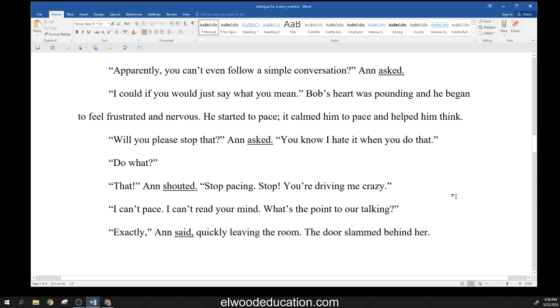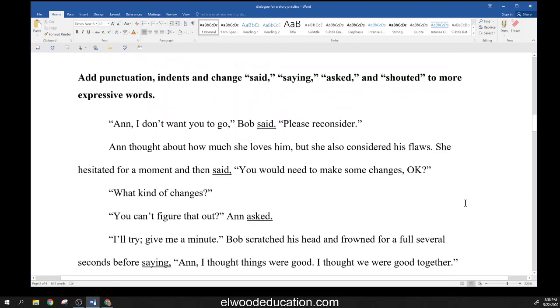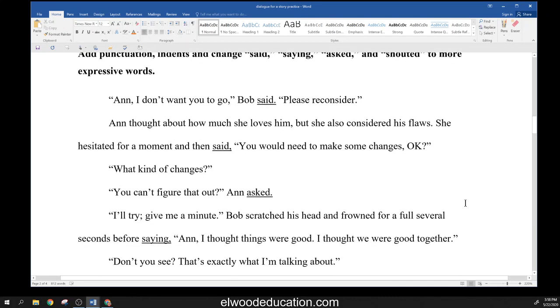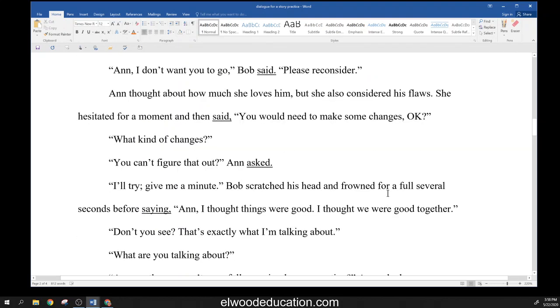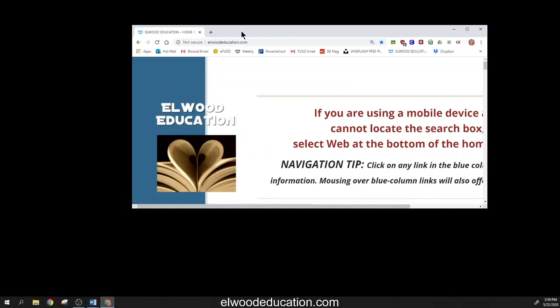Now, the reason that in this practice I have said, shouted, asked, saying, asked, said, underlined is because if I were doing this in class, I would have students look for words to replace these words. There is nothing more tedious in a story than having to read said, saying, all that over and over again.